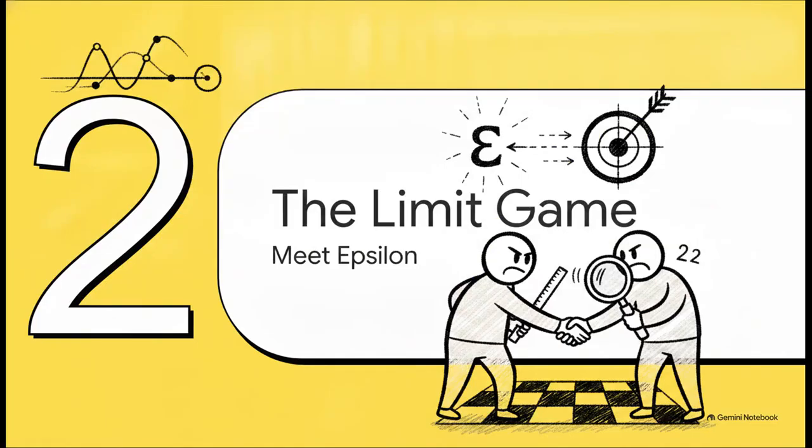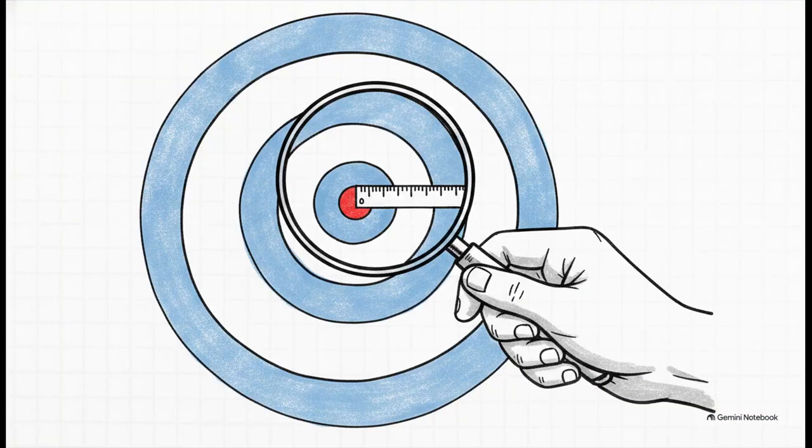Section 2. The limit game. Meet epsilon and the ultimate mathematical challenge. Okay, so we know what it means to approach something, but in math we've got to be rigorous. We have to prove exactly how close we can get. To do that, we play a little game. Imagine I'm a teacher and you're a moving variable. I draw an invisible circle around our destination, let's say the number 2 again.